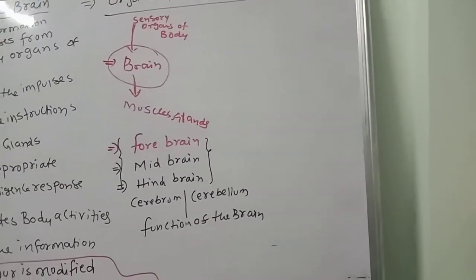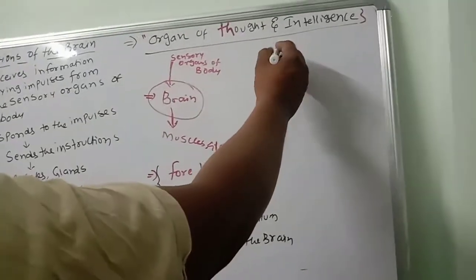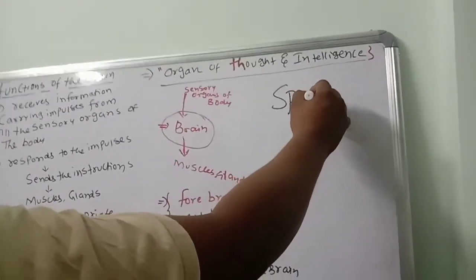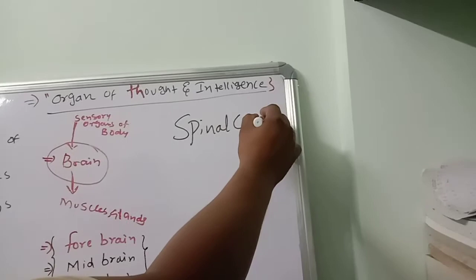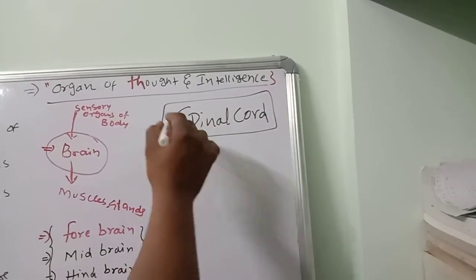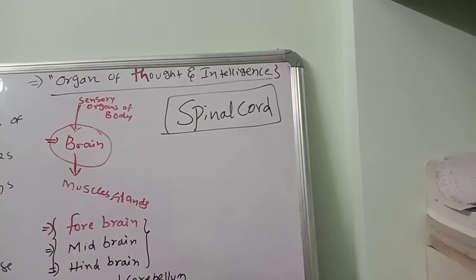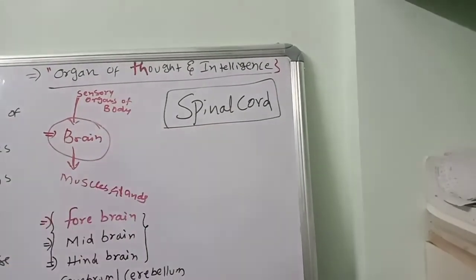Tomorrow we are going to discuss the next concept. What is that next concept? The central nervous system, and another component, the spinal cord. Tomorrow I will draw the diagram and explain about the brain, and I will start the spinal cord.